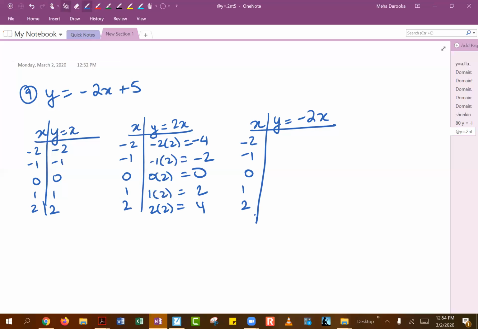With that reflection, what's going to happen to your y values? Opposite signs, isn't it? Very nice. Yeah, so positives become negatives, negatives become positives.